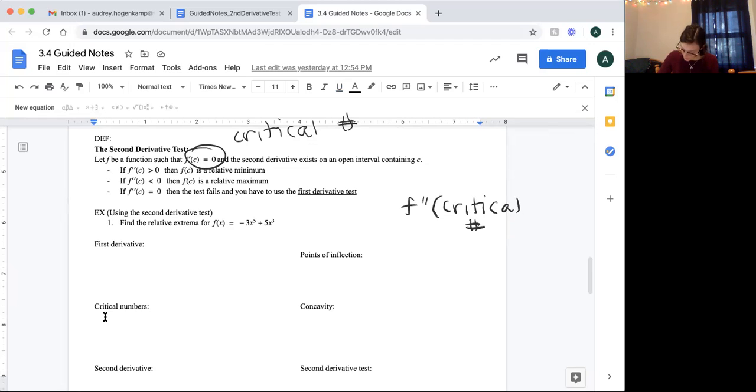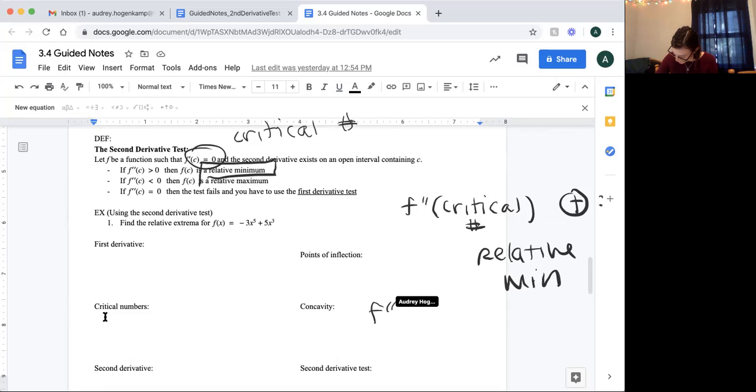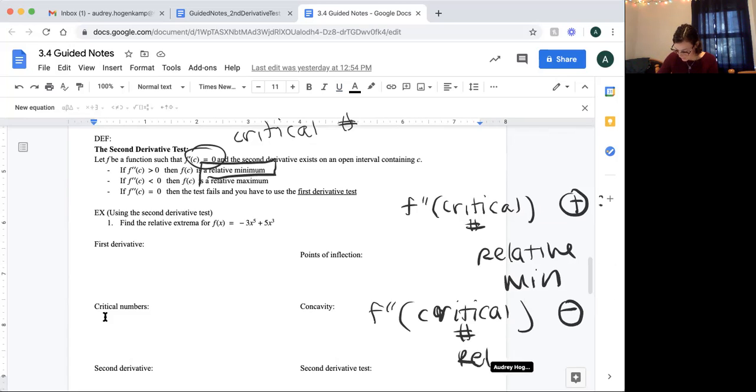So if f double prime of your critical number is positive, then that means you have a relative min. If f double prime of a critical number gives you a negative number, then you have a relative max. That's a little bit counterintuitive, but that is what the second derivative test tells us.